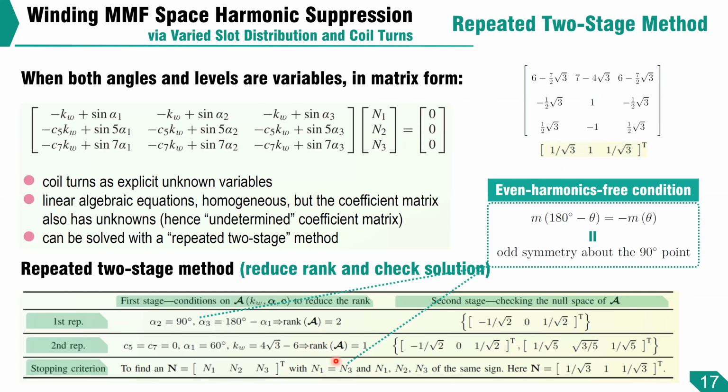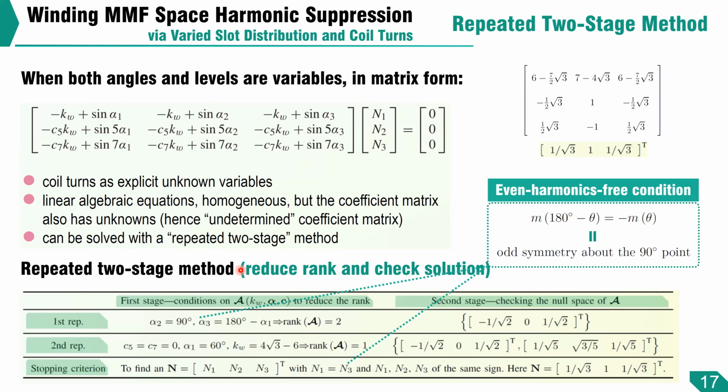So can we do better than that if we let both angles and levels, or equivalently the coil turns, be the design variables? This time we write the equations in this matrix form with the coil turns as explicit variables. We see they are homogeneous, but the coefficient matrix has some unknowns.